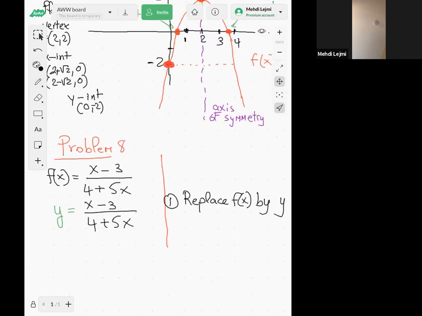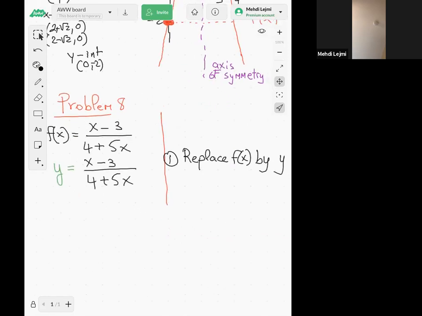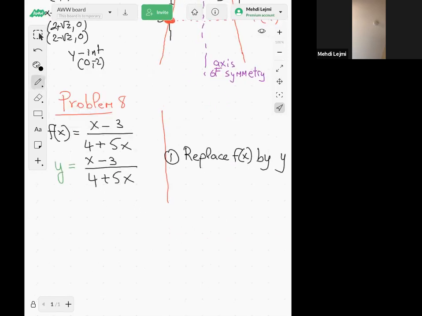Then the next step would be to interchange x and y. So number 2, interchange x and y. So y becomes x, equals, and x here becomes y. So that's (y minus 3) in the top, and (4 plus 5y) in the bottom, right?